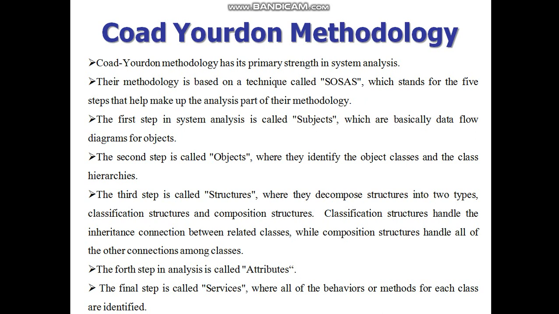Fourth step is attributes. For example, suppose one class is a student. This consists of some attributes: its name, its ID, its address, its phone number. These are called attributes. Final step is services, where all the behaviors or methods for each class are identified.